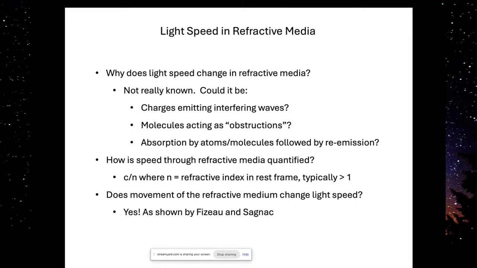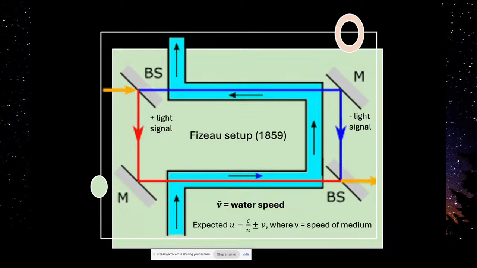And the answer is yes. And this was shown by Fizeau in 1859 and Sagnac in a different way in 1913. So what Fizeau did in 1859 is he set up a light path that goes through a water tube where the water is moving. And so what we have here is water flowing from the bottom around this path and up the top.